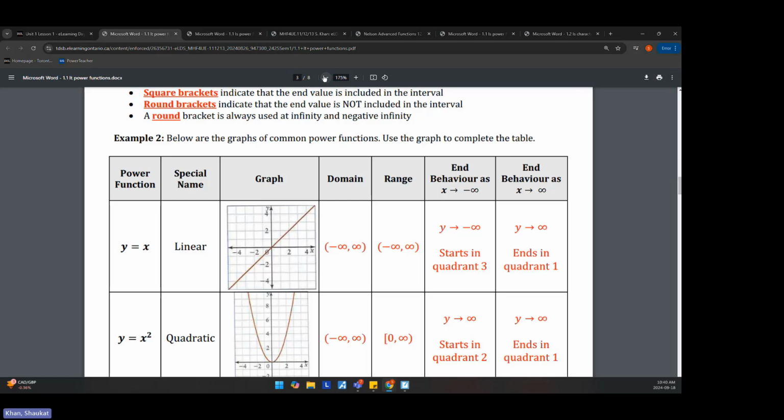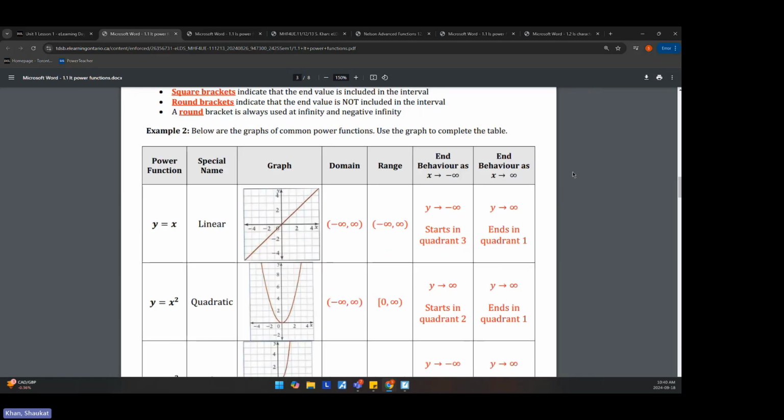Okay, let's continue to example 2 now. Below are the graphs of common power functions. Use the graph to complete the table. So very basic stuff. y equals x, special name linear, domain and range, just -infinity to infinity.